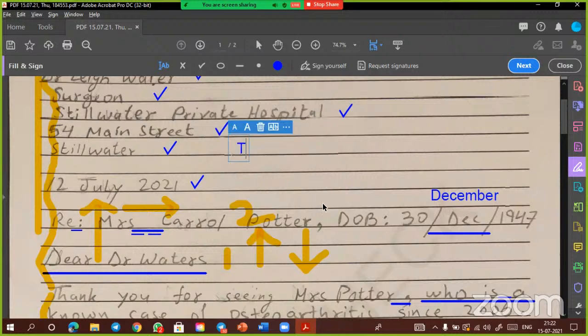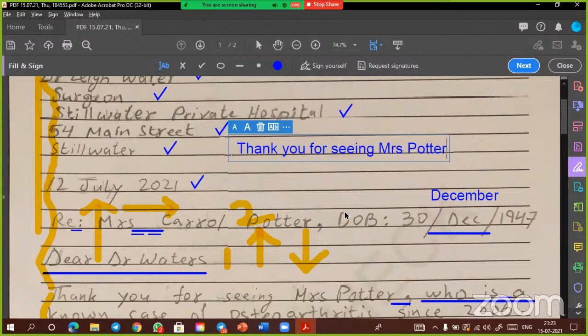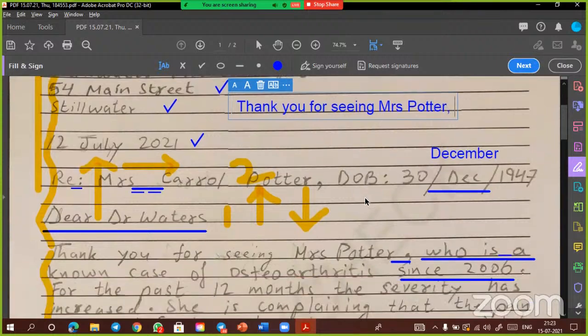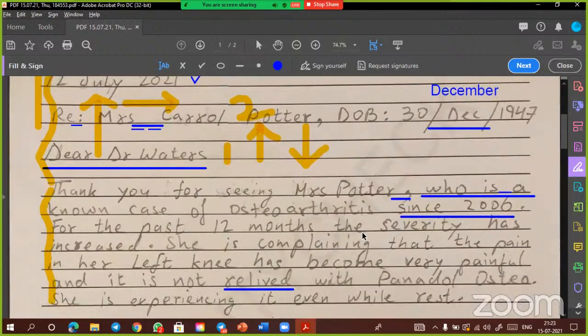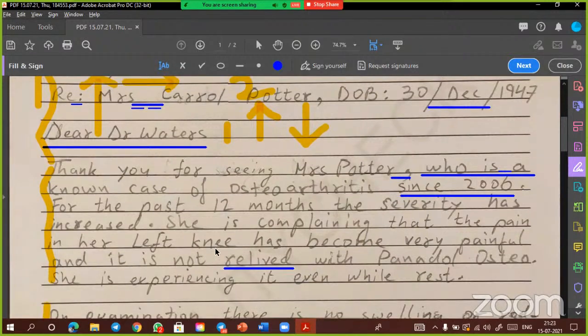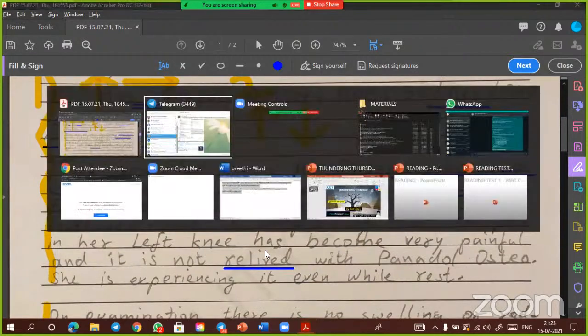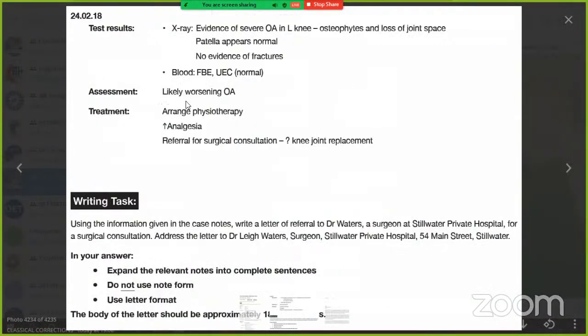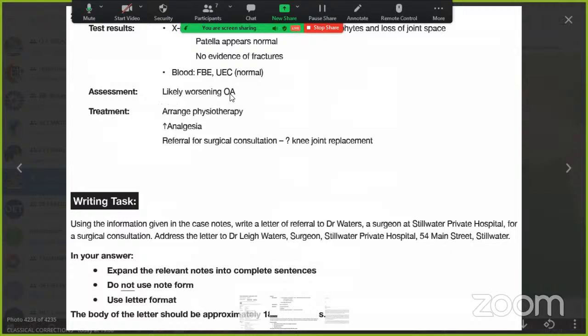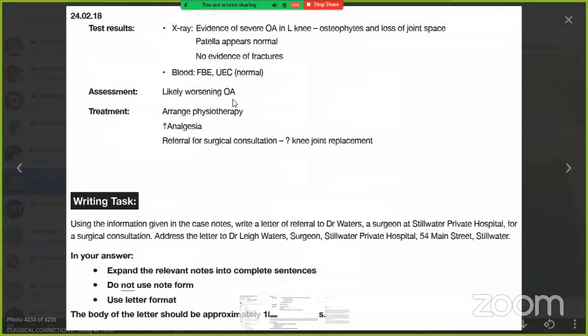So you can write like this. Thank you for seeing Mrs. Potter, comma. Okay. Now, what is the present complaint? Left knee pain. So that is the present complaint. Now let us see here. Worsening osteoarthritis. This is the complaint. This is the problem. So assessment, worsening osteoarthritis.